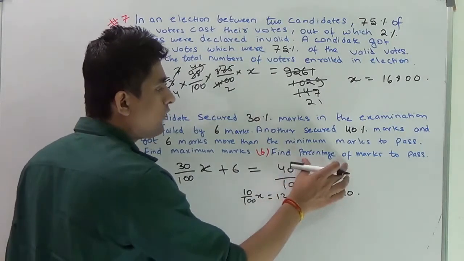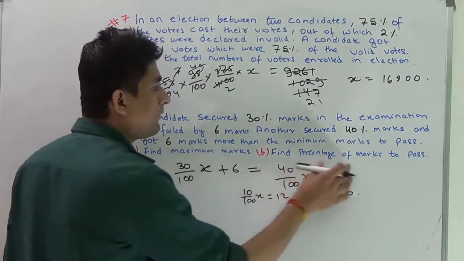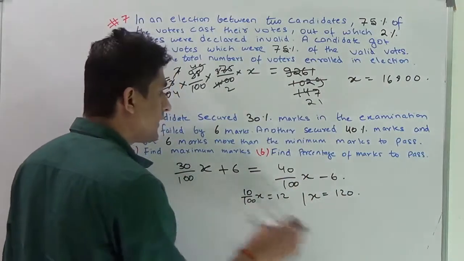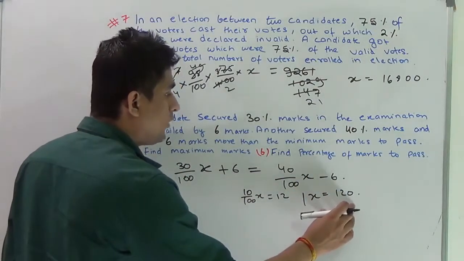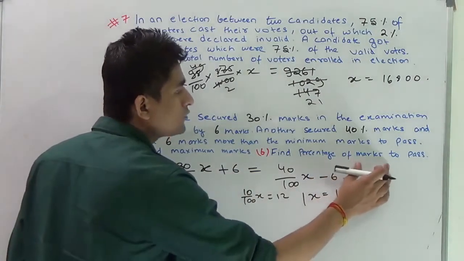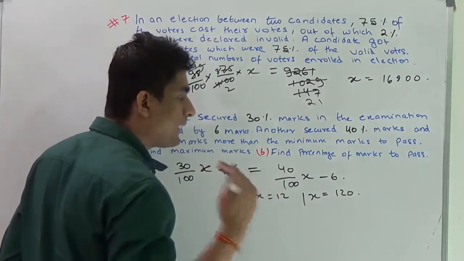For part 2 of the question, we need to find the percentage of the marks to pass. That means we need to calculate the passing marks. Right now we have the value of maximum marks. In order to find the percentage of the marks to pass, we need to find the passing marks.